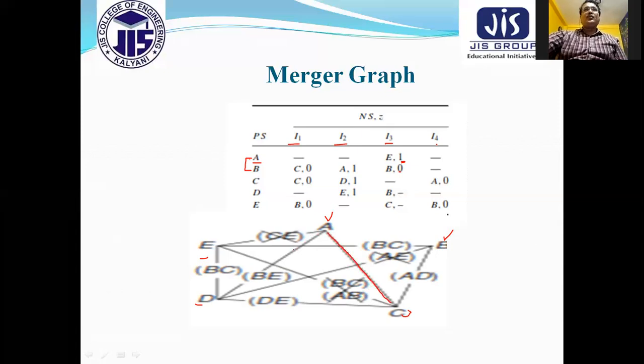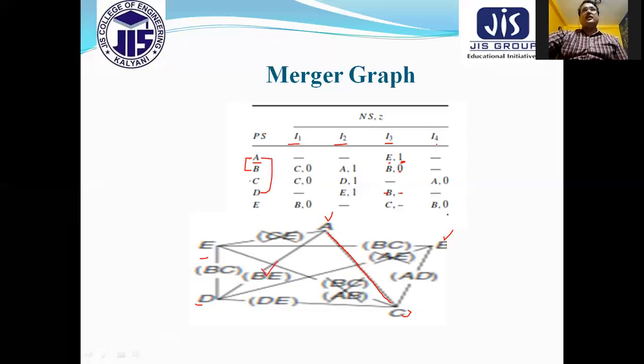Similarly, you have to go for A and D. Here the output is 1, and here there is no output yet, so I can assume it is fine. It may be 1, it may be 0. When a dash is there, don't worry about it. You can say they are compatible. But here I get the implied pair B and E if I go for A and D, so B and E is written.